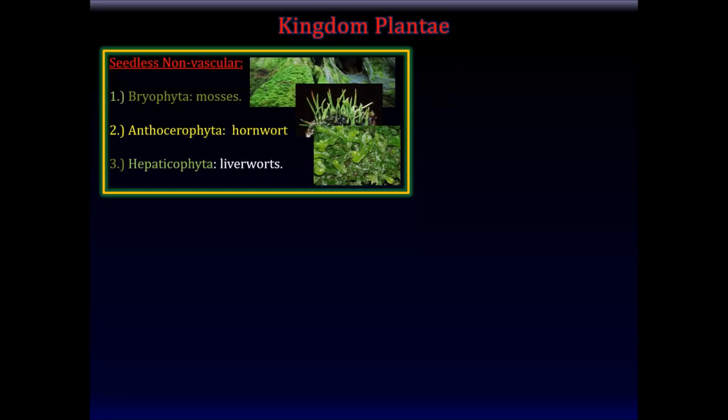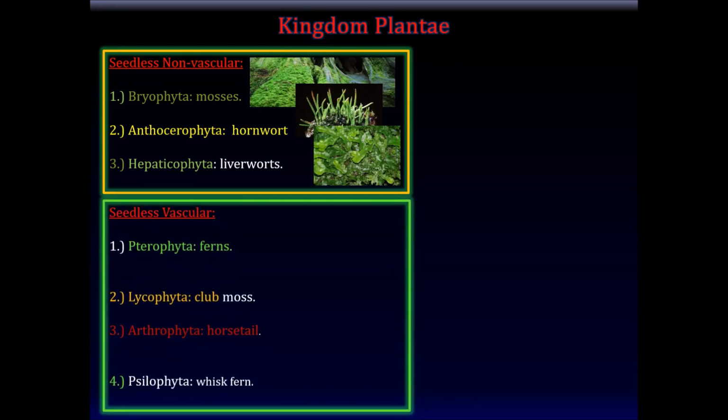If you recall, as a review, we had taken these three categories of plants as representatives of the seedless non-vascular categories. We had talked about the bryophytes, the mosses before. We had also talked about the anthocerophytes, the hornworts, and also the hepaticophytes, the liverworts. Today, inshallah, we shall talk about the seedless vascular plants, and among these four special categories, we shall spend most of our time talking about the ferns, or the Pterophyta. Thereafter, we shall briefly mention the club mosses, or the Lycophyta, the horsetails, the Arthrophyta, and the whisk-fern, or the Psilophyta, one of the most ancient of plants.